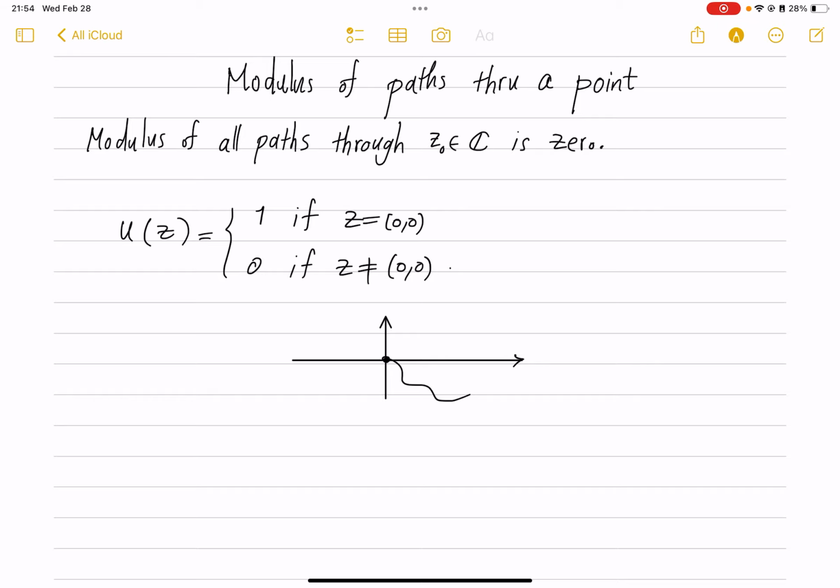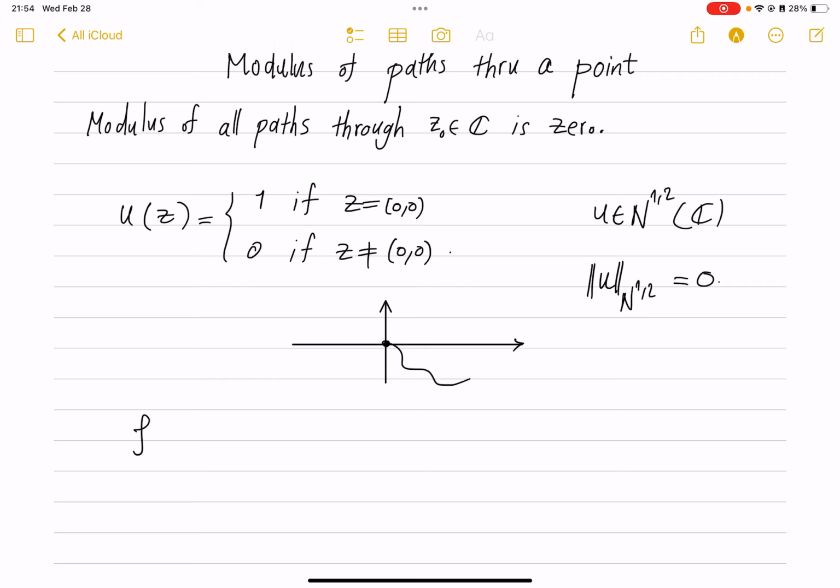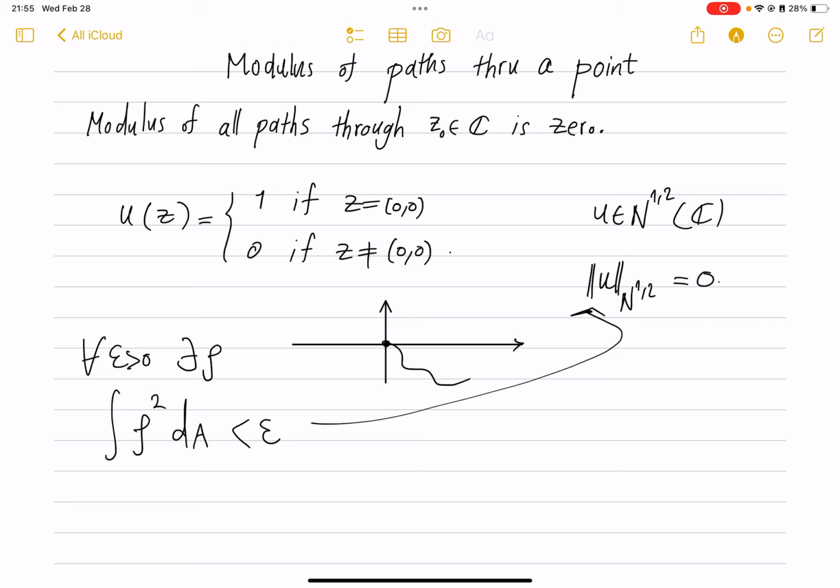We did show that this function actually belongs to N^{1,2} of the plane, and its Newtonian norm in N^{1,2} is actually equal to 0. In order to prove this, we need to find first of all an upper gradient of u, and also one that has norm as close to 0 as possible. So we need to find, for every epsilon positive, a Borel function rho that is an upper gradient, and whose norm is less than epsilon to confirm the second claim here.